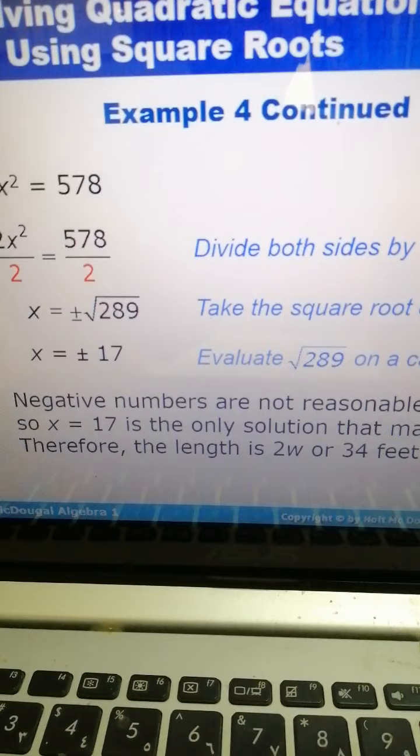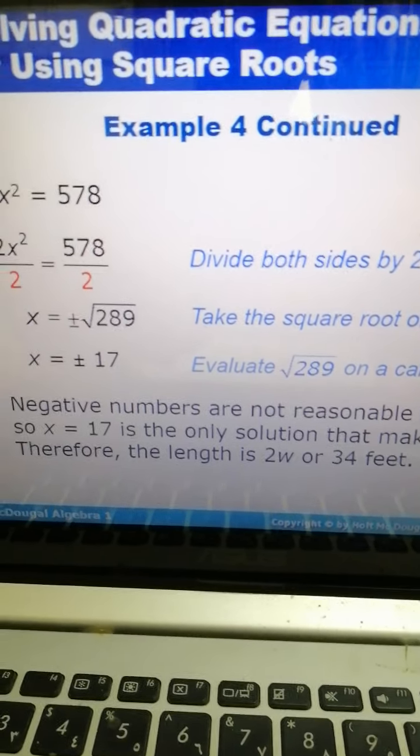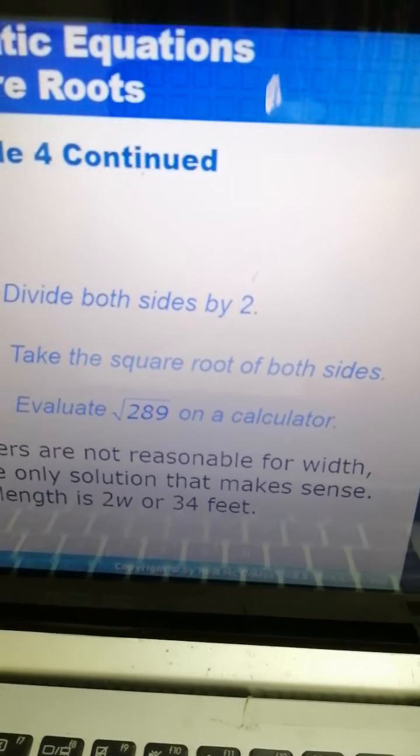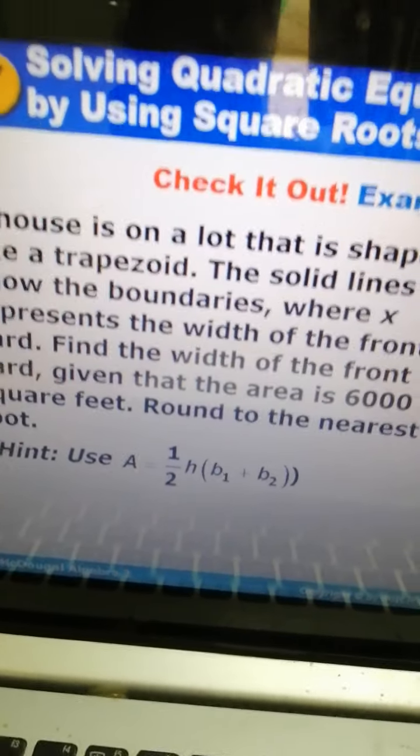So what will be the length and the width? The width is 17, so the length will be twice its width. So 2w, so 34 feet is your length. Any questions there? One more.